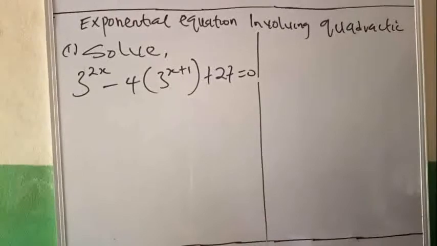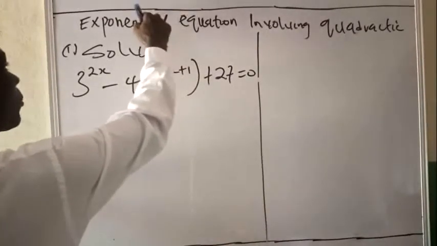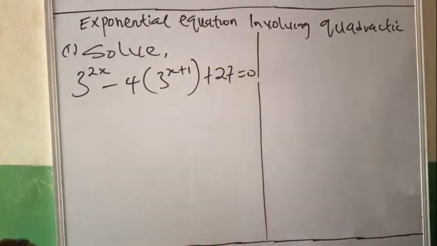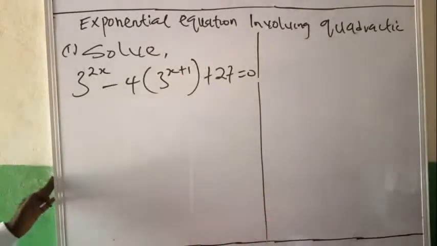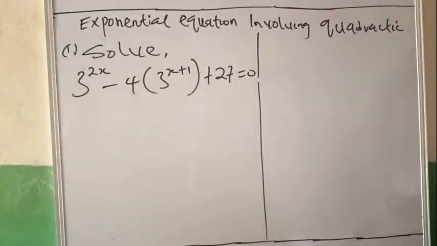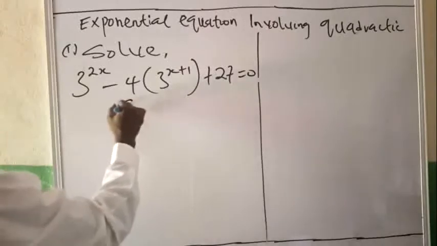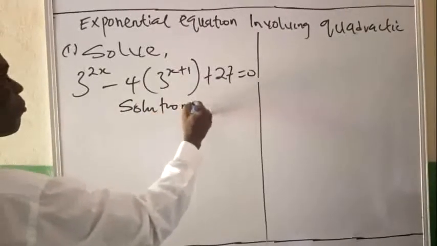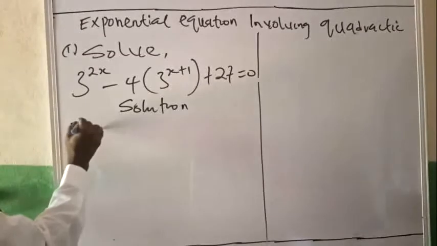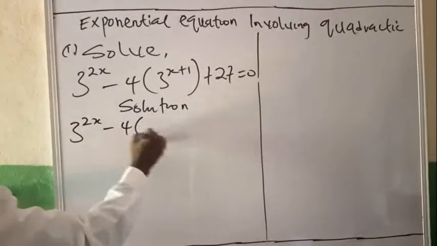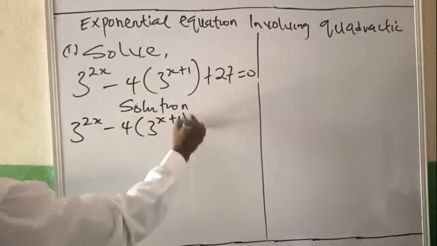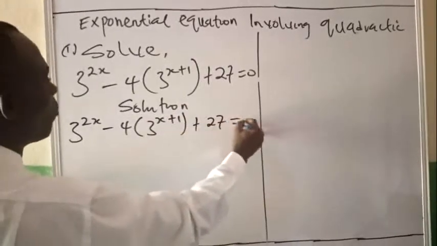So now we are going to be looking at exponential equations involving quadratic equations. We are given: solve 3 raised to the power of 2x minus 4 into bracket 3 raised to the power of x plus 1 is equal to 27. Solution. 3 raised to the power of 2x minus 4 bracket 3 raised to the power of x plus 1 plus 27 is equal to 0.